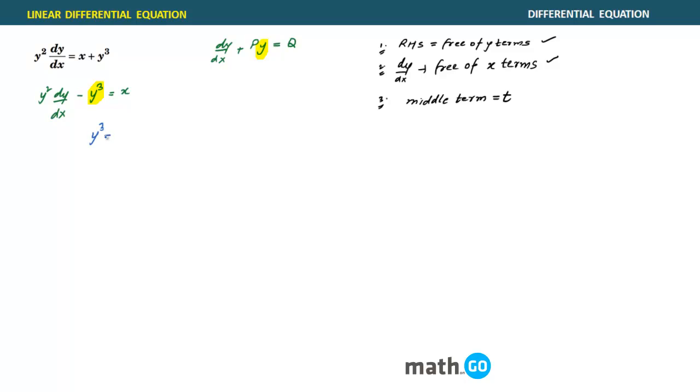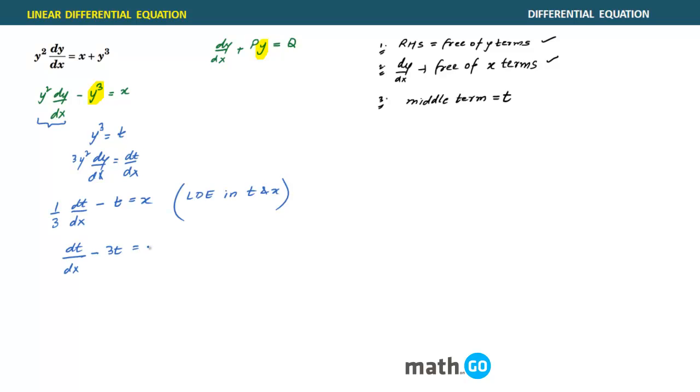Let's assume y cube equal to t here. So if we do this, this becomes 3y square dy by dx is equal to dt by dx. Now can you see that y square dy by dx is already here. So this now question reduces to dt by dx by 3 minus t is equal to x. Now you can say this reduces to LDE in t and x. Again the same stuff. So now this question actually reduces to a very simple problem where you will say it is dt by dx minus 3t is equal to 3x. The value of p is minus 3. The value of q is 3x.